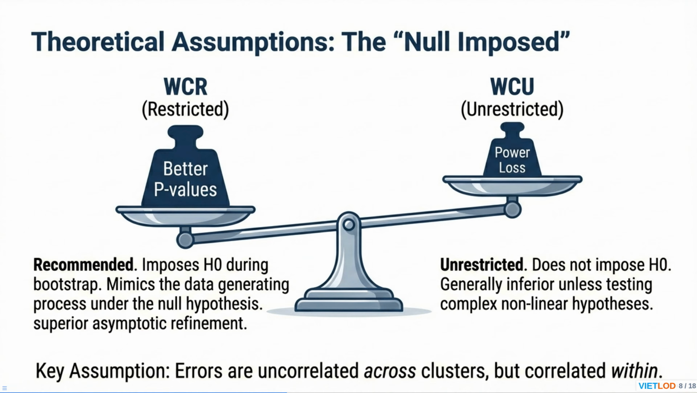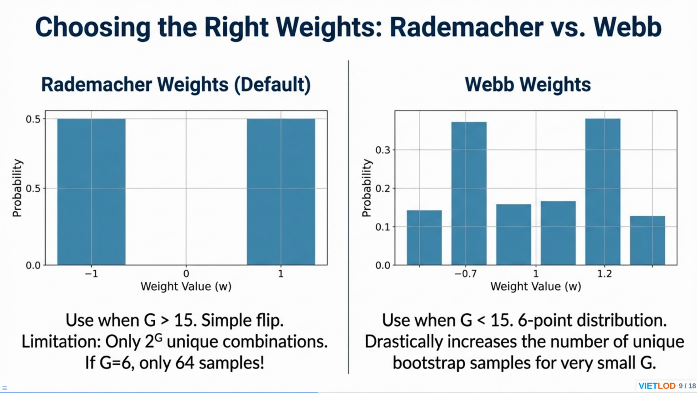When performing the Wild Cluster Bootstrap, a crucial decision is selecting the right type of random weights to apply. We primarily consider two options, Rademacher and Webb weights. Rademacher weights are the default and simplest choice. They represent a two-point distribution, where each residual is multiplied by either +1 or -1 with equal probability. This approach is effective when you have a moderate number of clusters, typically greater than 15.